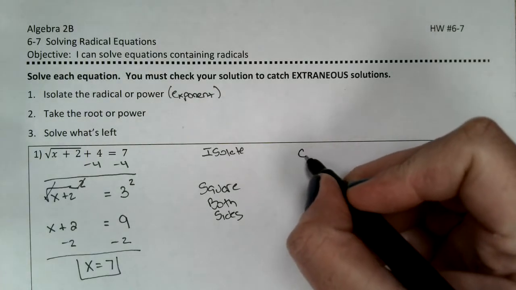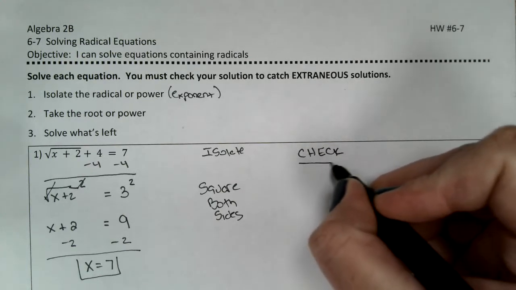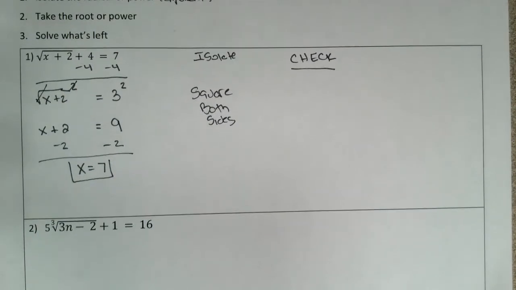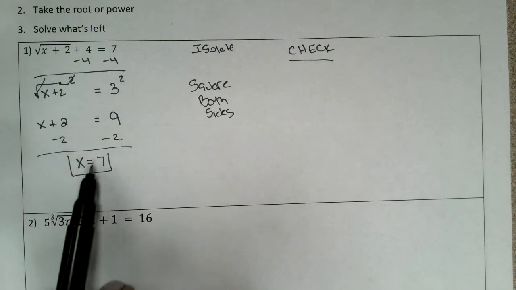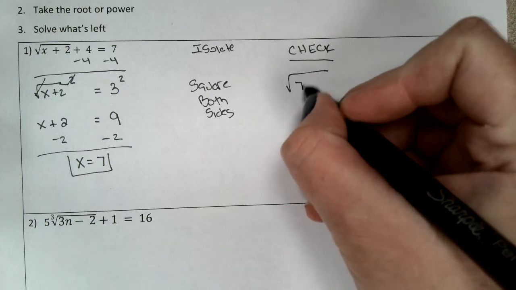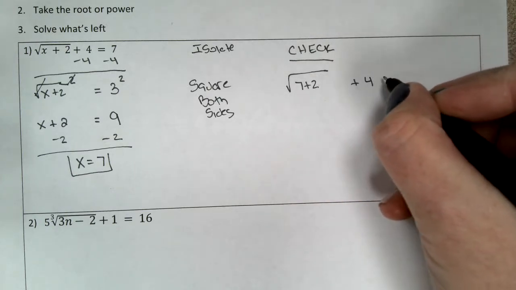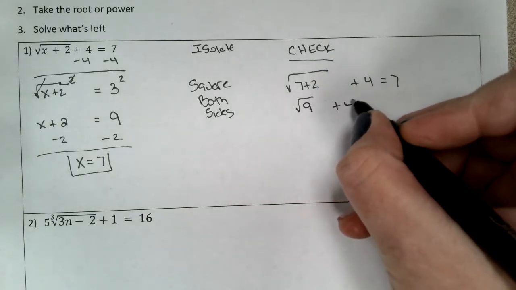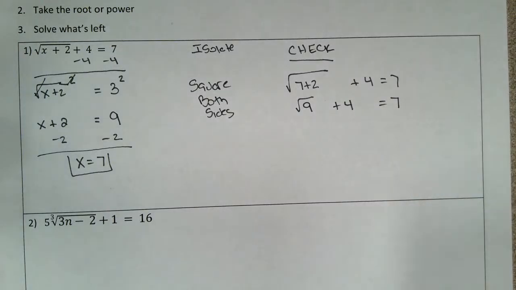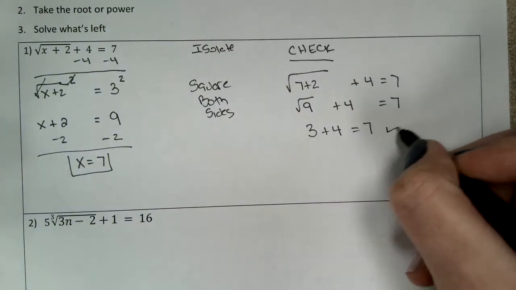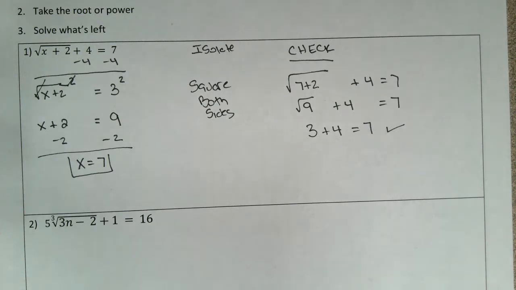In every single one of these problems, you have to check your work, because when you square both sides, sometimes things happen. So let's plug 7 into our original equation. So 7 plus 2 is under the radical, plus 4 equals 7. 7 plus 2 is the square root of 9, plus 4 equals 7. Take the square root of 9, which is 3, plus 4 equals 7, and yes, that is a true statement. So this is how you check your work in this section.